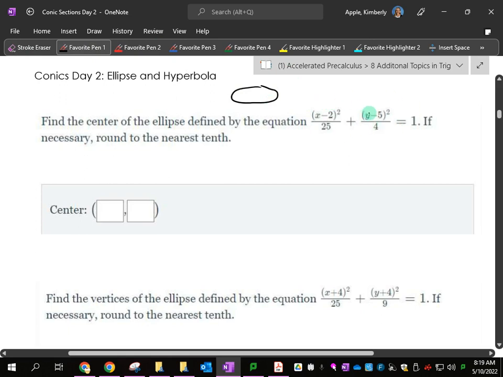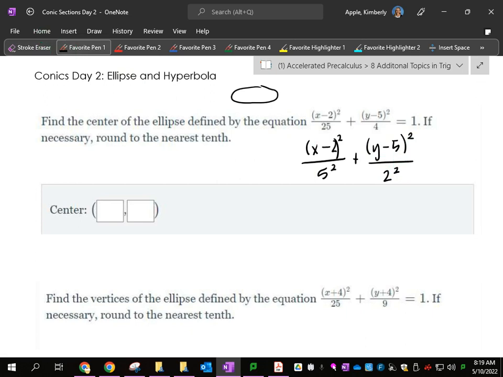So let's rewrite this in the correct format. This would be X minus 2 over 5 squared plus Y minus 5 squared over 2 squared. Now, why am I rewriting these denominators as numbers squared? Because that's how it is in the formula. Yeah, that's how it is in the formula. And we are just duplicating what is happening inside of the formula.